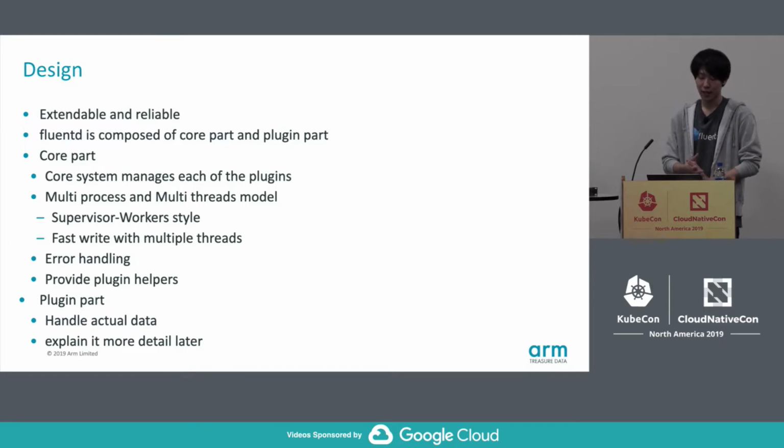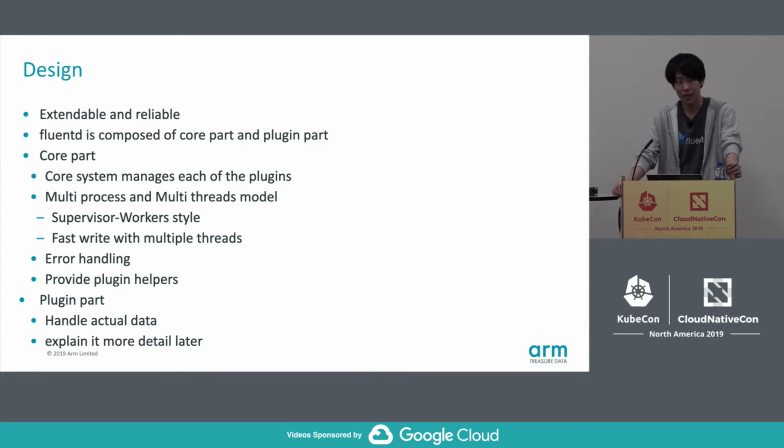Fluentd is composed of two parts, a core part and a plugin part. The core part is responsible for managing plugins, multiple processes and multiple threads, error handling, and providing plugin helpers and event routing. The core part manages the plugins, so it loads the needed plugins, configures them, and runs them properly. Fluentd runs a supervisor-worker model, which runs one supervisor and multiple workers. The worker actually receives data, and the supervisor checks that each worker works correctly. And if a worker stops for some reason, the supervisor restarts the worker automatically.